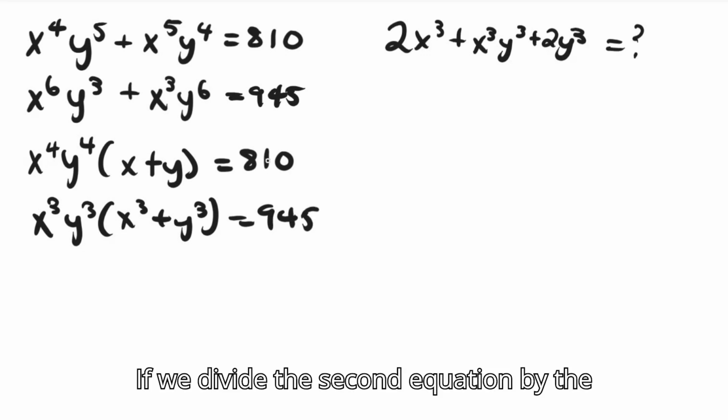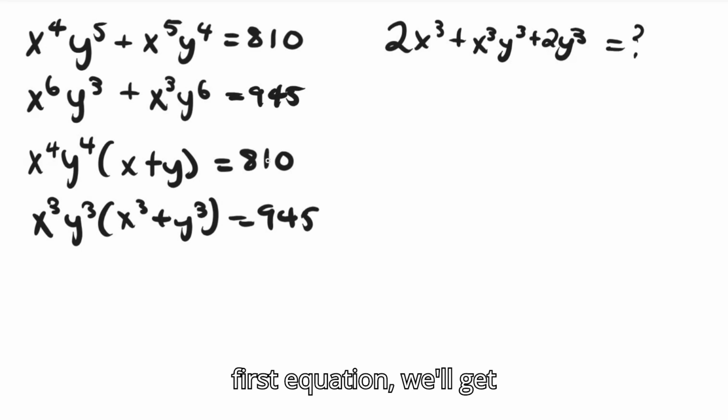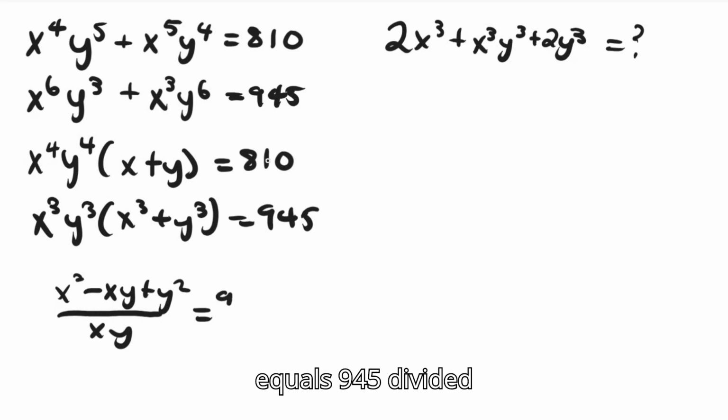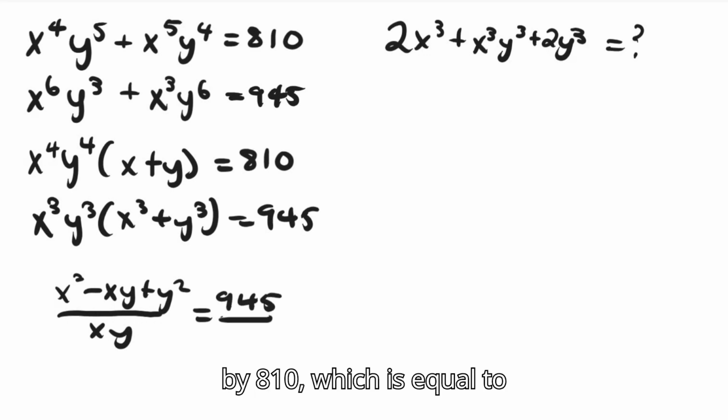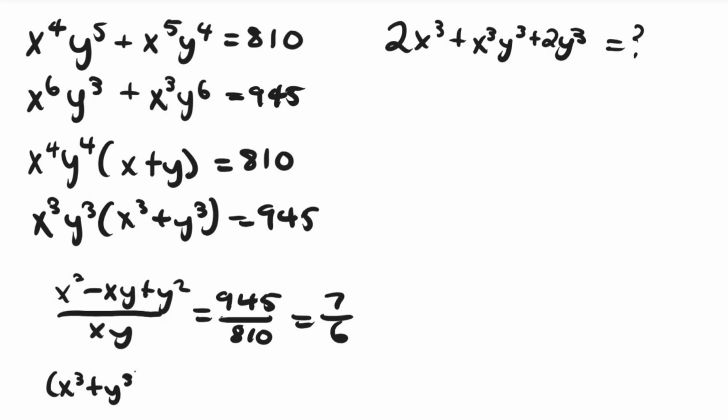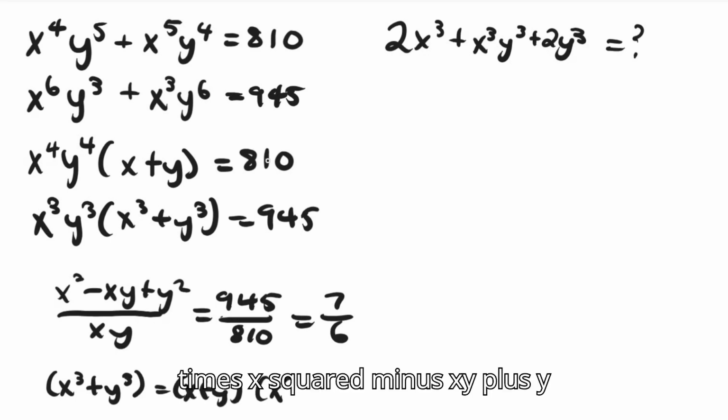If we divide the second equation by the first equation, we'll get x squared minus xy plus y squared over xy equals 945 divided by 810, which is equal to 7 over 6. This is because x cubed plus y cubed equals x plus y times x squared minus xy plus y squared.